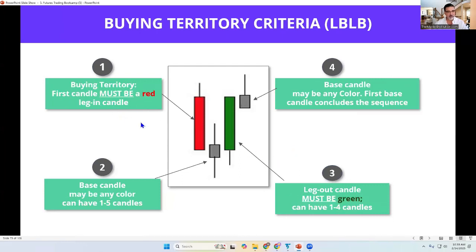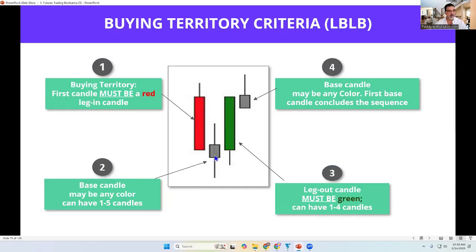In a buying territory, this pattern must be located in a buy territory. How do we identify a buy territory? Well, we put resistance, and then the area below the resistance is our buy territory. We're looking for that leg-base group of candles in that range. The leg in must always be red. The leg out must always be green, and they must be leg candles.